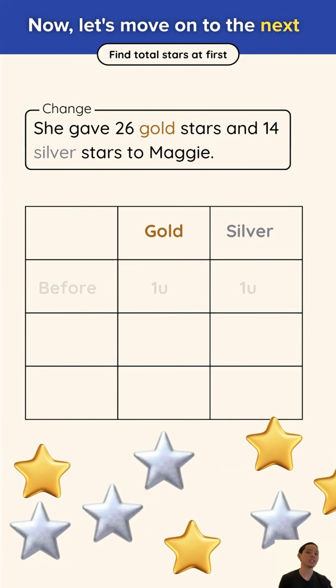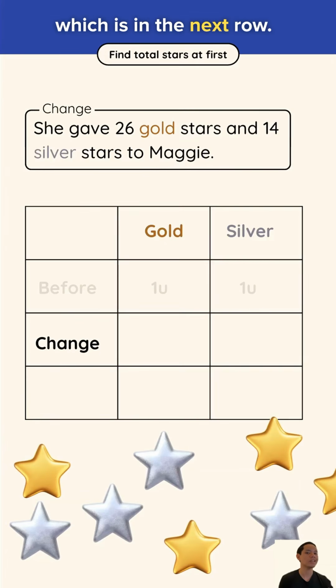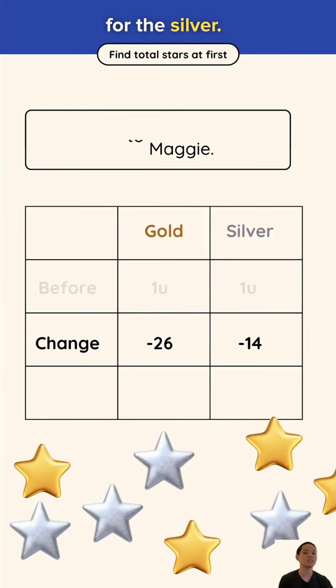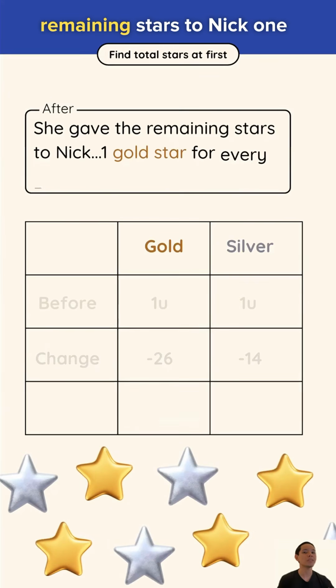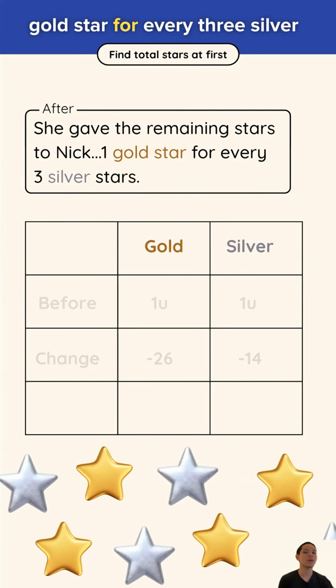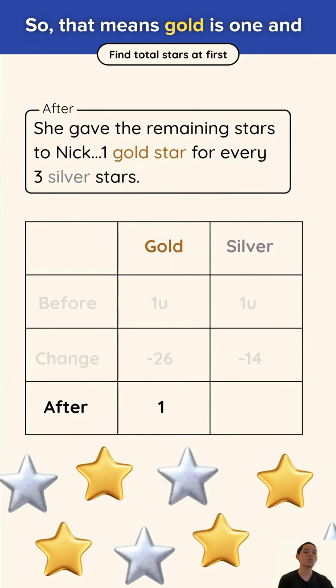Now let's move on to the next one, which is the change, which is in the next row. She says she gave 26 gold stars and 14 silver stars to Maggie. So in this case, we minus 26 for the gold stars and minus 14 for the silver. Lastly, she gave the remaining stars to Nick, one gold star for every three silver stars, which is the after. So that means gold is 1 and silver is 3.